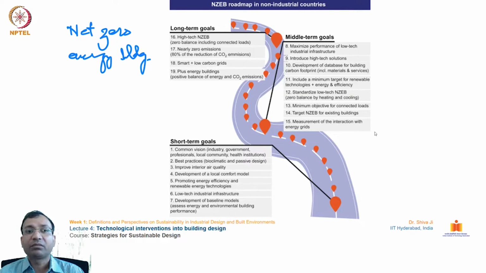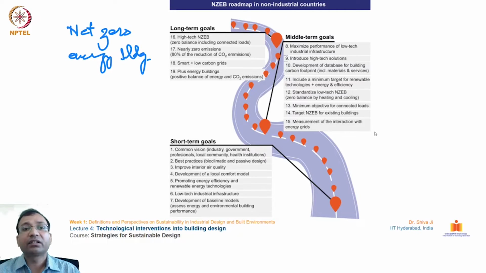And the 15th one talks about measurement of the interaction with the energy grids. The connection from the main grid should also be there in case the building falls short of the power requirement, or if it generates a surplus of energy, that can be given back to the regional or national grid. Okay, let's move to the long-term goals.